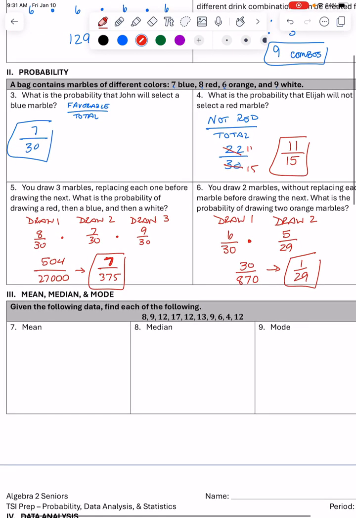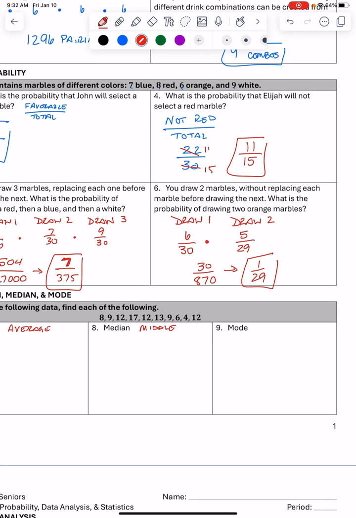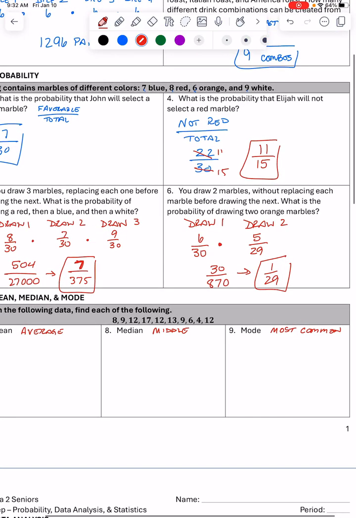Now, next part, mean, median, and mode, right? Remember the mean is just the average. Okay, the median is the middle number. And the mode is the most common or the most occurring number, okay? But in order to do this, usually you have to order your data. That's usually the first thing you want to do. So we're going to order our data. So we're going to write it from small to big, right?